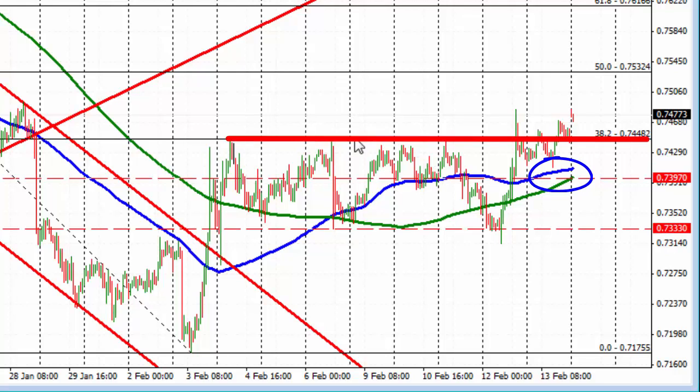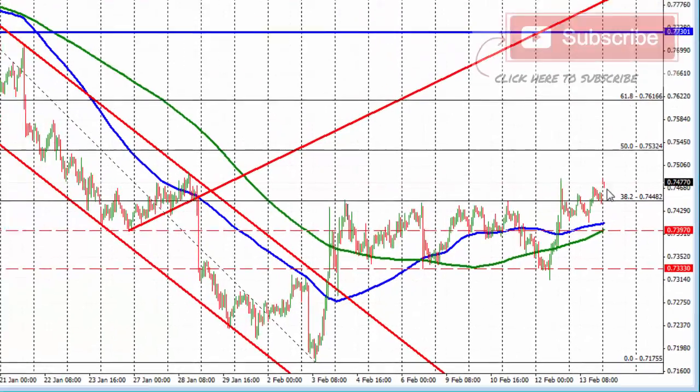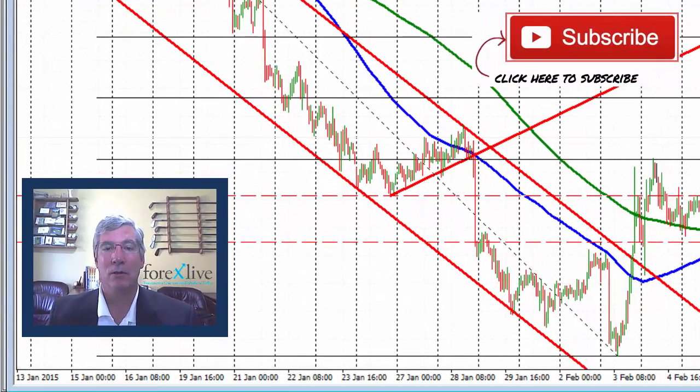So instead of going up to the 38 and falling down below the 100-hour moving average like we did here, we found support against that level that might be a little bit more bullish for the New Zealand versus US dollar. So there you have it, a look at some of the major currency pairs.